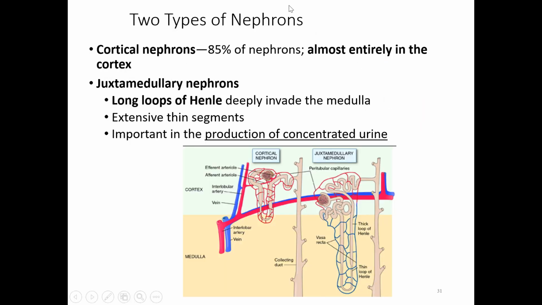There are 2 types of nephrons. That is a cortex, and the lower part is medulla. So, cortical nephrons are those that mostly are sitting in the cortex, and only a small part of the loop of Henle goes down to the medulla. They make about 85% of nephrons. Juxtamedullary nephrons have a different structure. They have much longer loops of Henle that go deep into the medulla, and they produce concentrated urine.